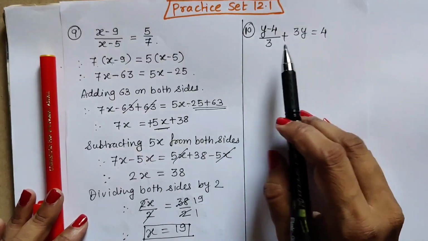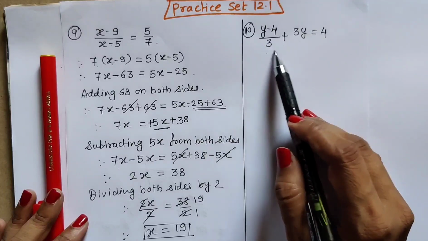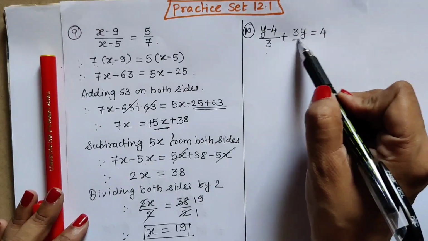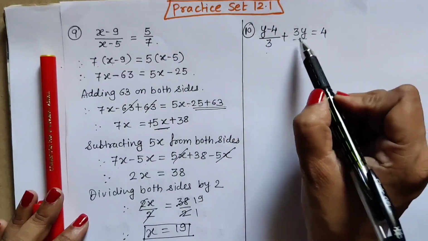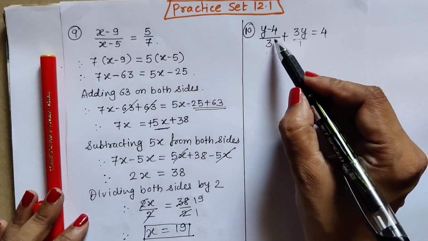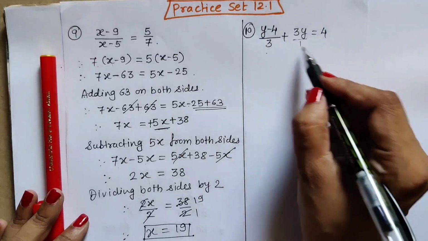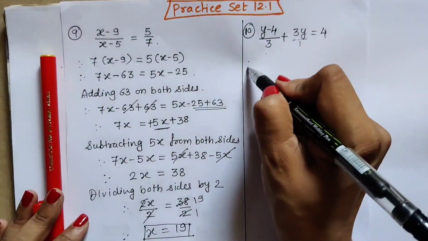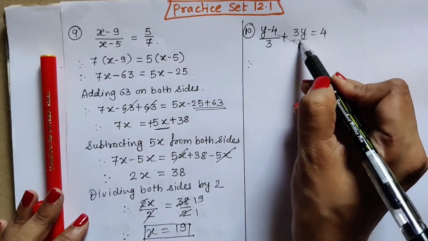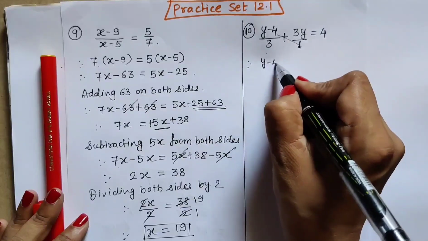Now see the tenth sum: y minus 4 upon 3 plus 3y is equal to 4. Now upon 3 is there in the denominator. So either you can cross multiply here, upon 1 is there, and solve the left hand side, or you can multiply by this 3 to all the terms of the equation. It is one and the same thing. We will solve it by cross multiply. y minus 4 multiplied by 1, nothing is there in the denominator means 1 is there. So we will be getting y minus 4.